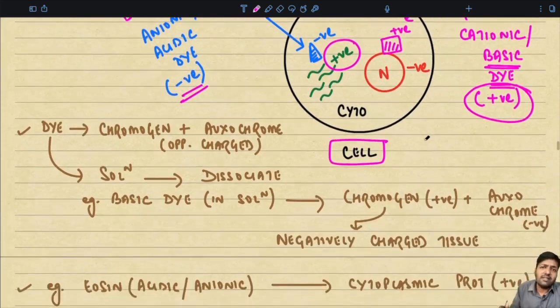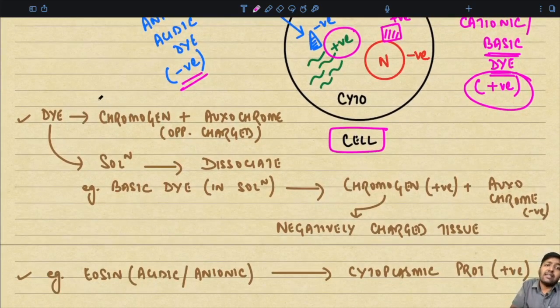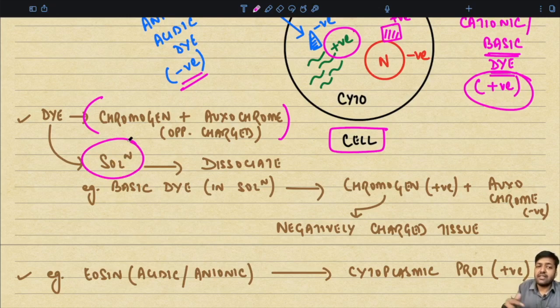Always remember, a particular dye comprises a chromogen and an auxochrome, as I already told you, and these two components are oppositely charged. Now when the dye is mixed in solution, it will dissociate. For example, if we are using a basic dye, in solution the basic dye is going to break apart into the chromogen, the part which gives the color, and an auxochrome part which is negatively charged.